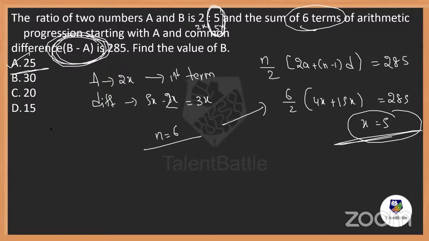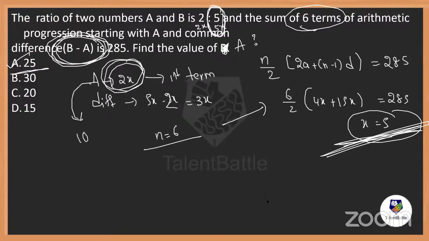If they ask you what the value of a is, what's your answer? The x value we know is 5. B is 5x, a is 2x. So the value of a will be 10. So if they ask you A, it will be 10. If they ask you B, it is 25.